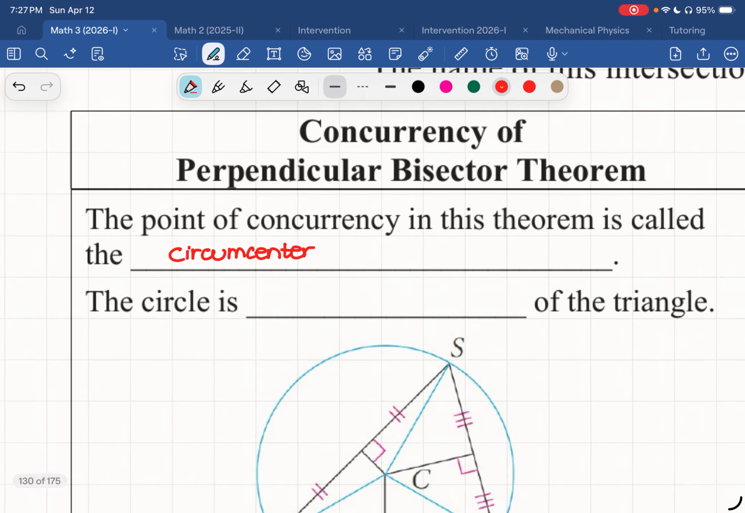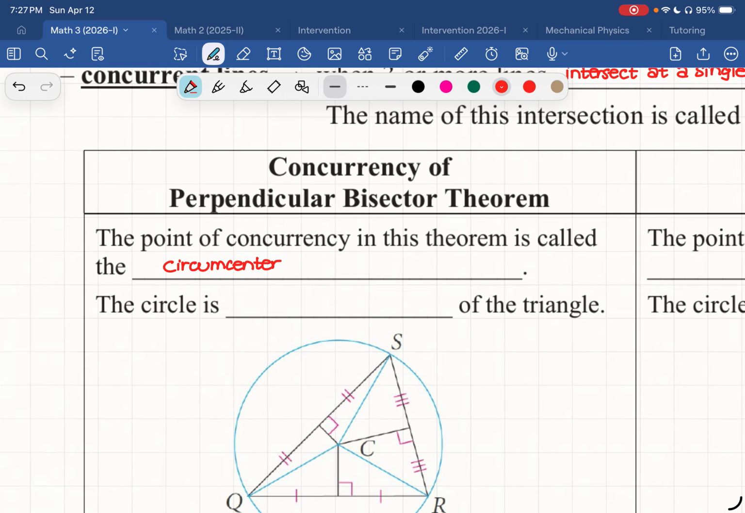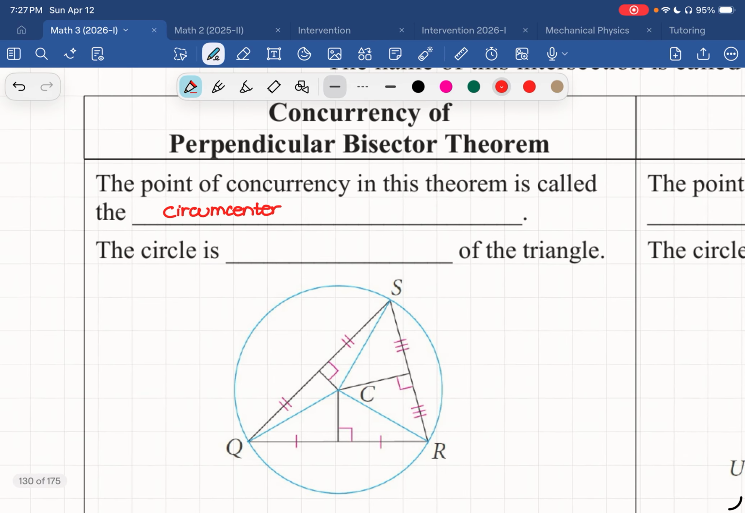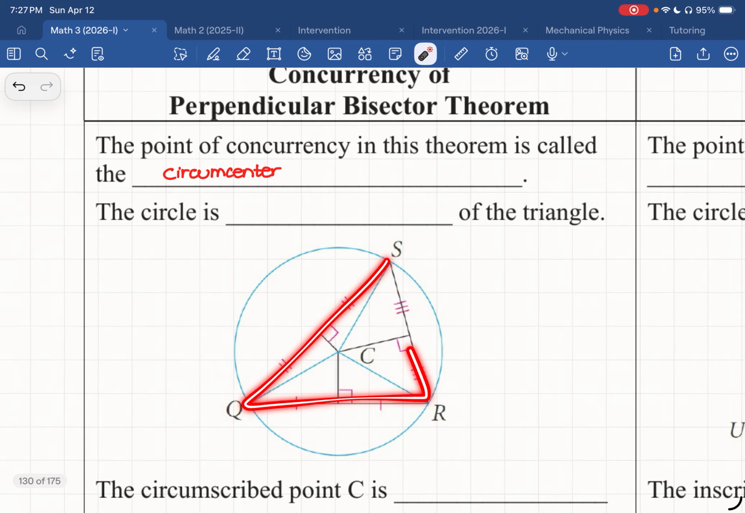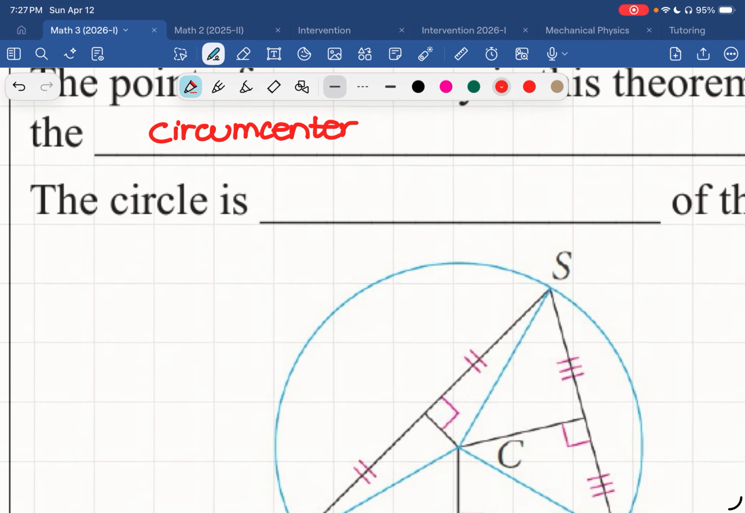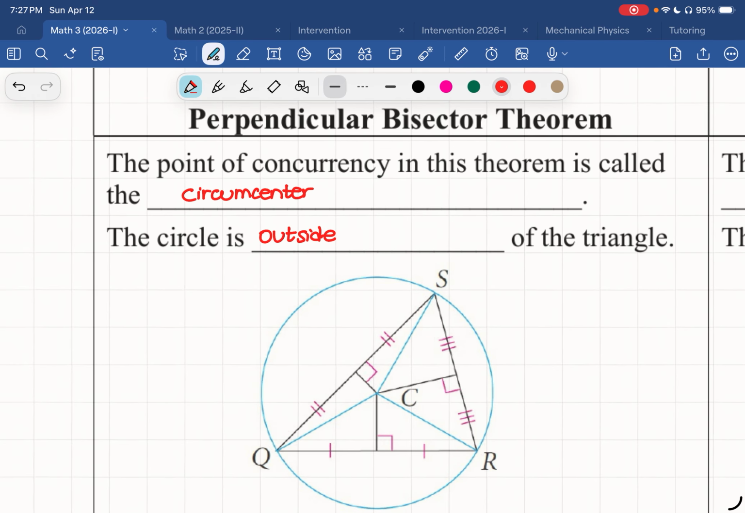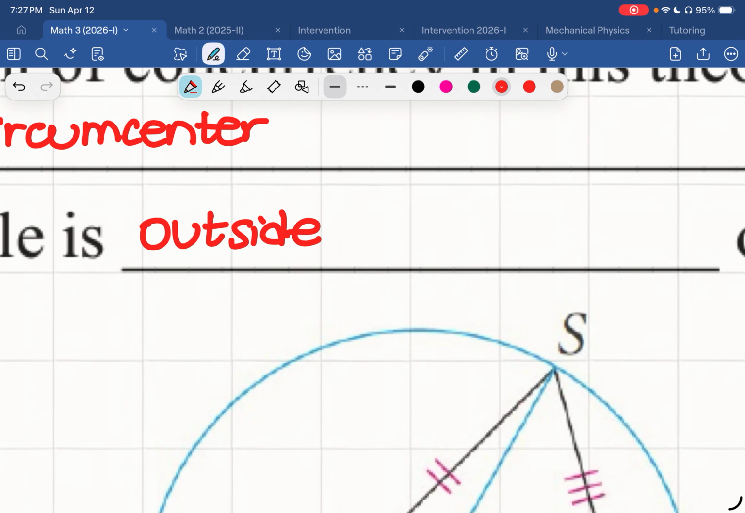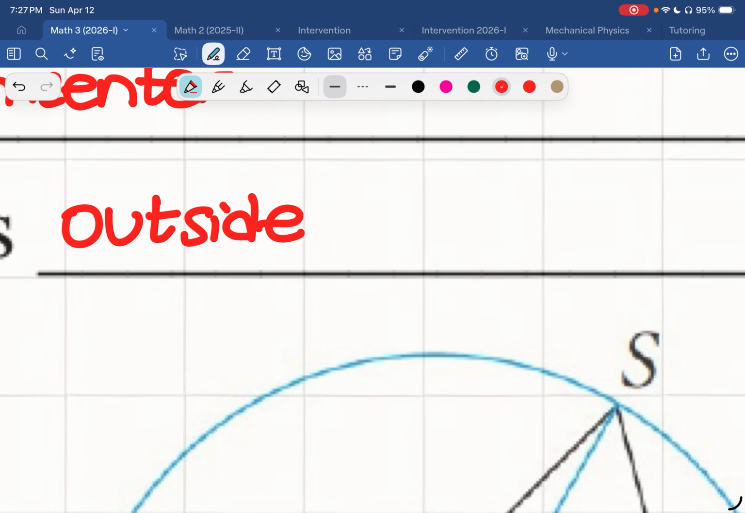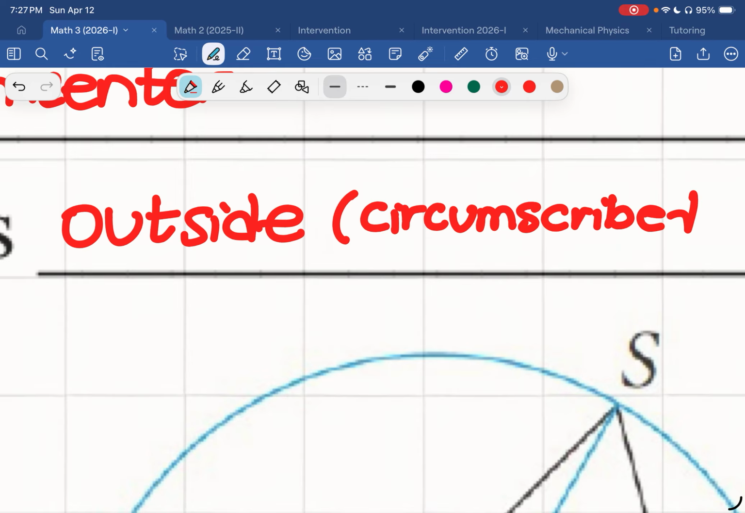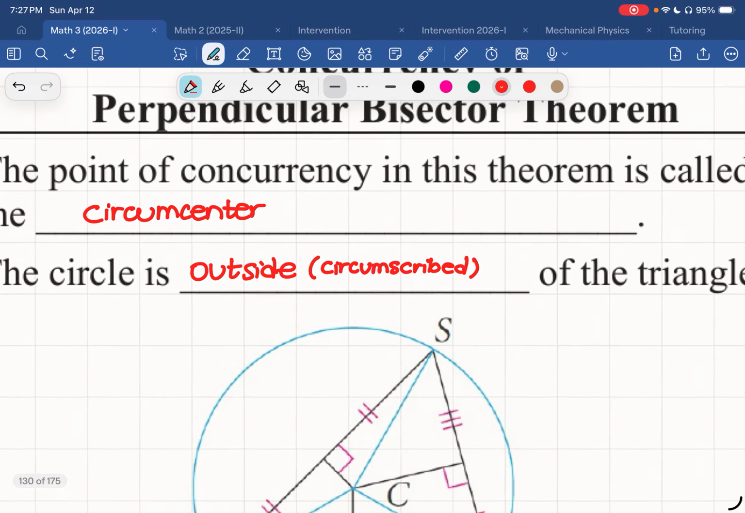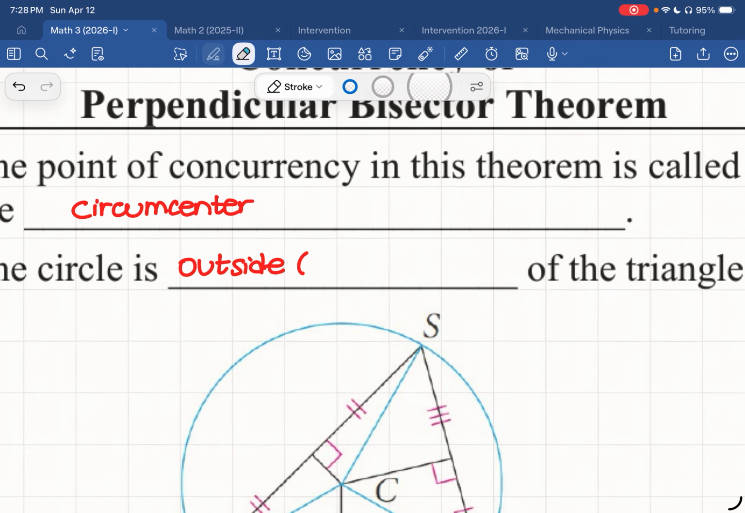Circumcenter. So in this case, we can say that the circle is outside of the triangle. As you can see, this is the triangle and the circle is outside the triangle. In math, we usually call a figure that is outside another one circumscribed. In this case, we're going to say that this figure is circumscribed.